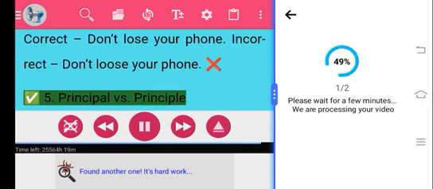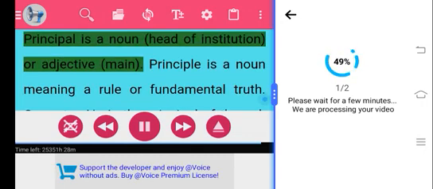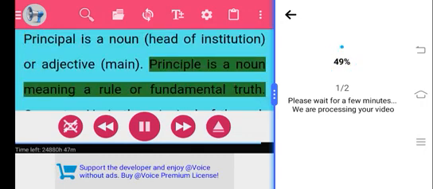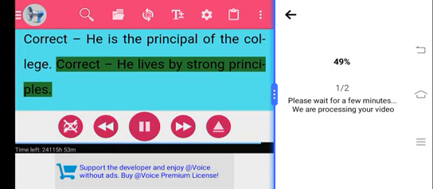5. Principal versus principle. Principal is a noun, head of an institution, or an adjective meaning main. Principle is a noun meaning a rule or fundamental truth. Correct: He is the principal of the college. Correct: He lives by strong principles.